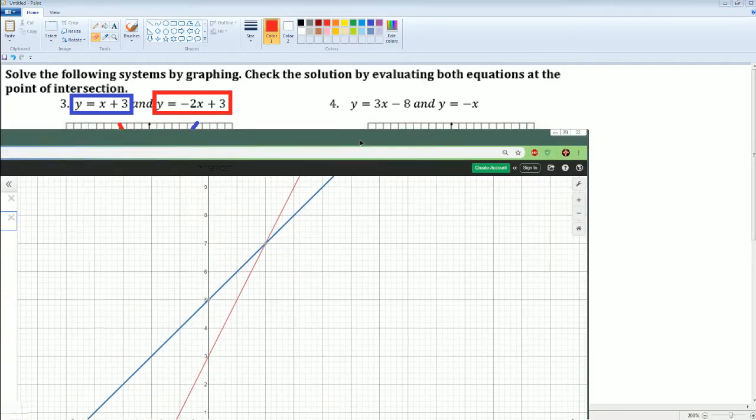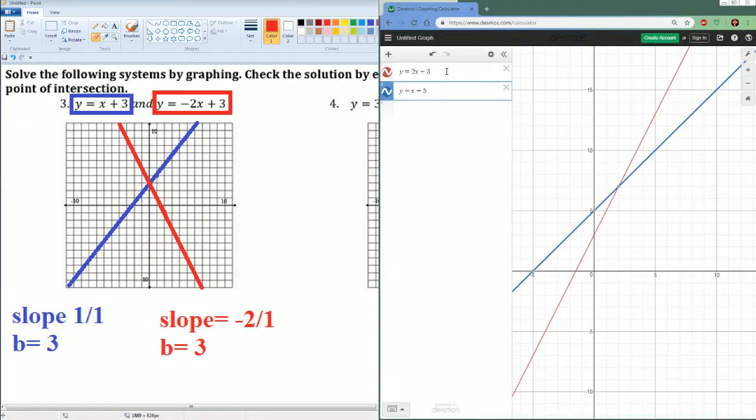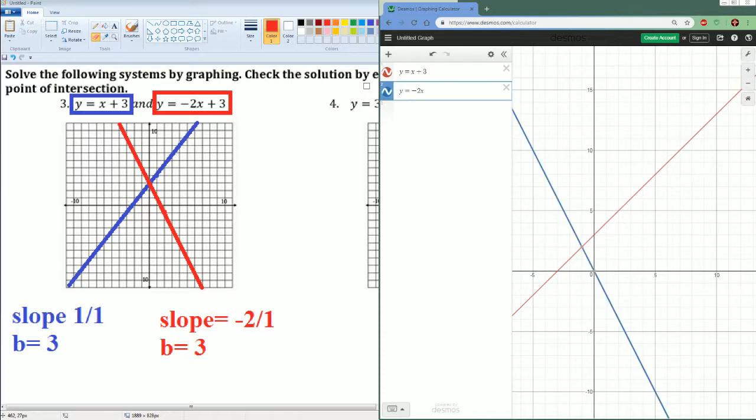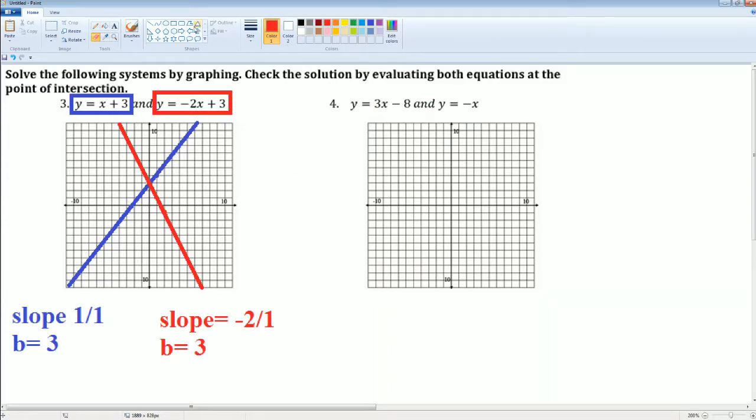Alright, let's just check that by pulling it up in Desmos and doing it. So it's y equals x plus 3, and the bottom would be y equals negative 2x plus 3. Where's the intersection? Yep, it does intersect at the y-intercept of 0, 3. Let's do this one now.